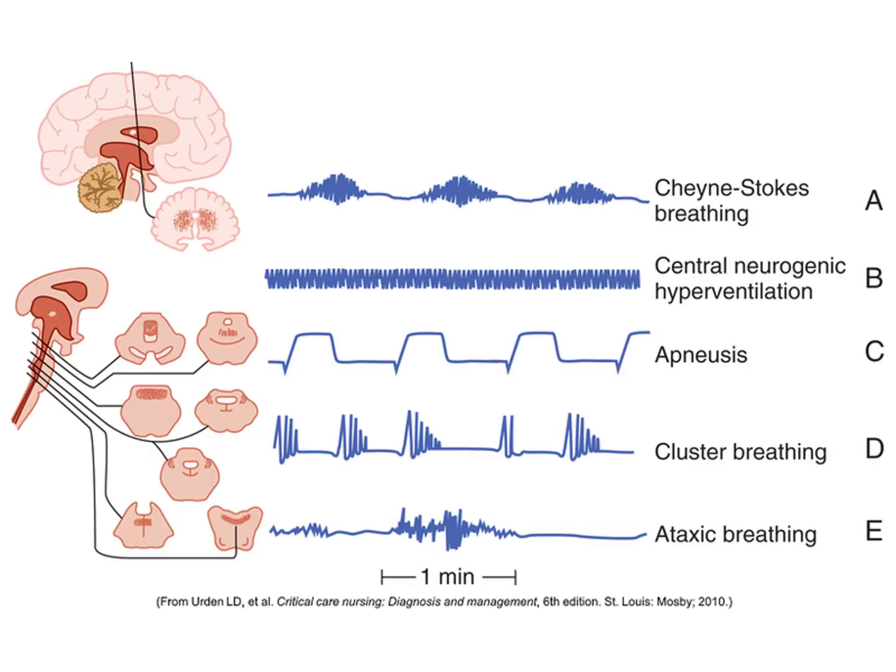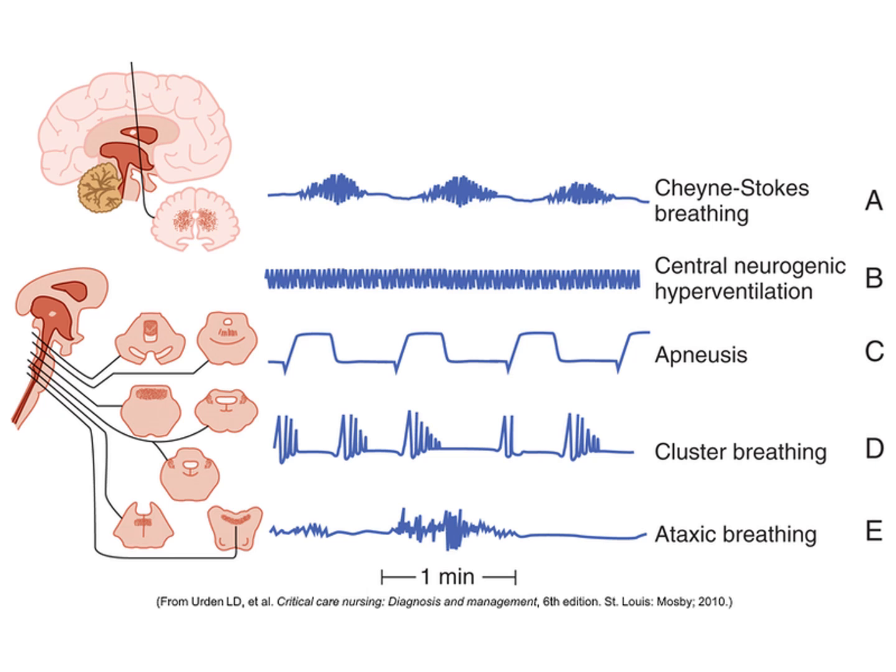When evaluating a patient's level of consciousness, one of the most revealing clinical signs is their pattern of breathing. Different areas of the brain control different respiratory rhythms, and when these areas are injured, the breathing pattern changes in distinctive ways. Let's start with Cheyne-Stokes breathing, shown in waveform A.